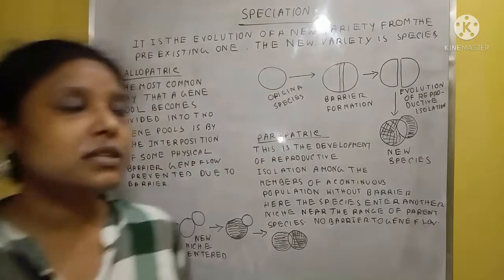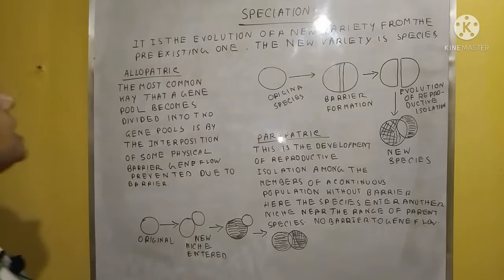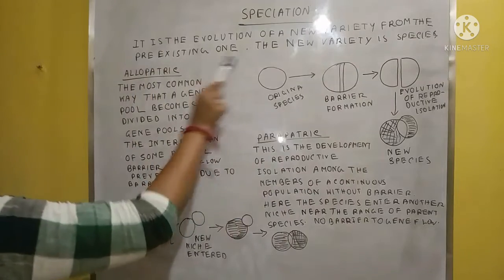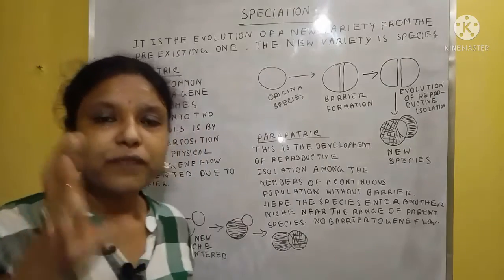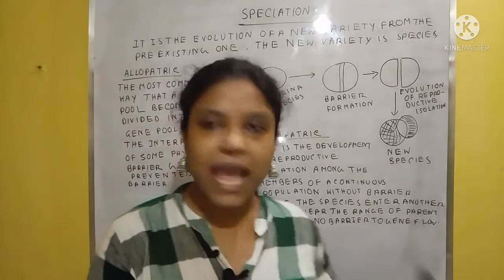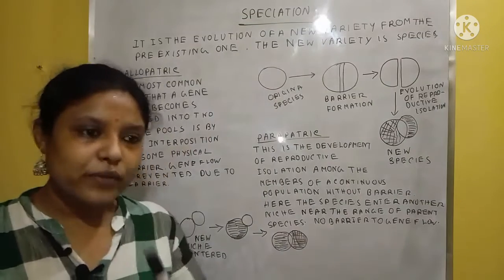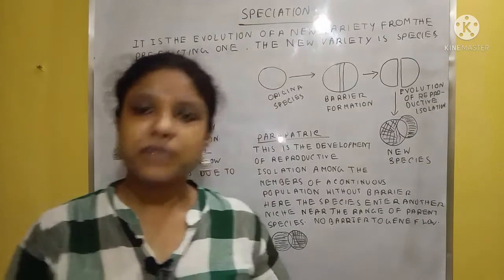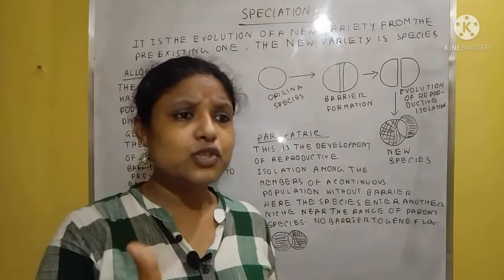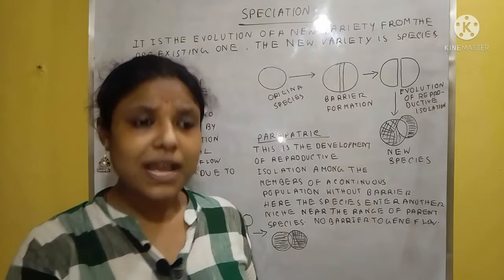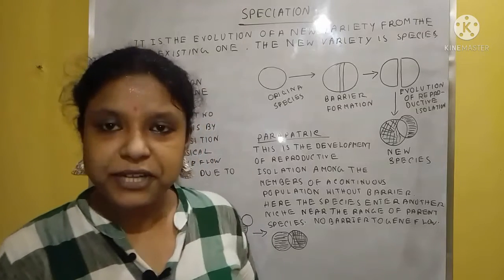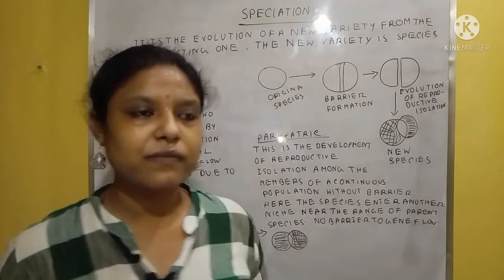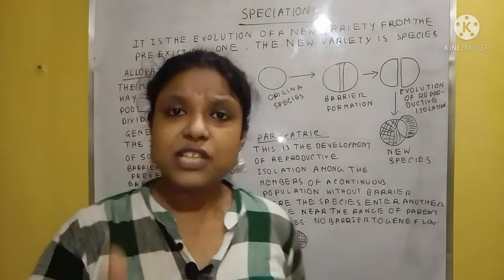Then what is the speciation? Speciation is the evolution of a new variety from the pre-existing one. Okay, so pre-existing one means one group of individuals that remain in such an environment, but when within this group of individuals some new individuals are totally reproductively isolated from the parent species, or totally separated from the parent species due to some barrier, geographical barrier. So this is called the speciation, this process.